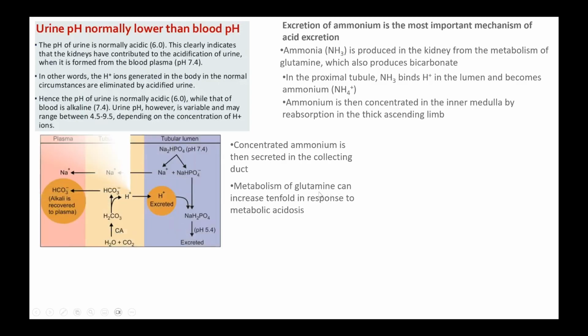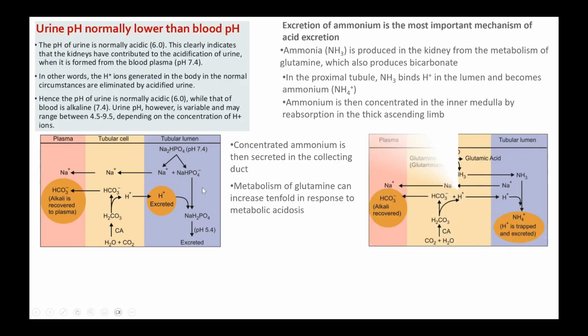And this is the phosphate buffer which I told you, which acts at the tubular level. So what happens is you have disodium hydrogen phosphate, which divides into sodium and sodium monohydrogen phosphate, which combines with the hydrogen to become sodium dihydrogen phosphate and is excreted in the urine. So phosphate buffer is mainly acting at the renal tubular level and helping the retention of sodium as well as bicarbonate.